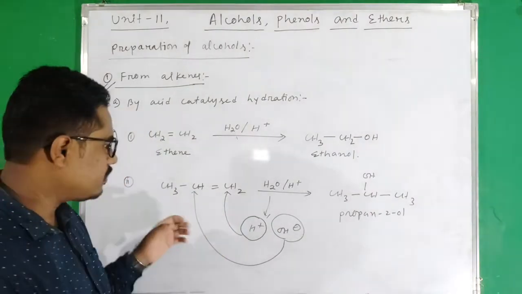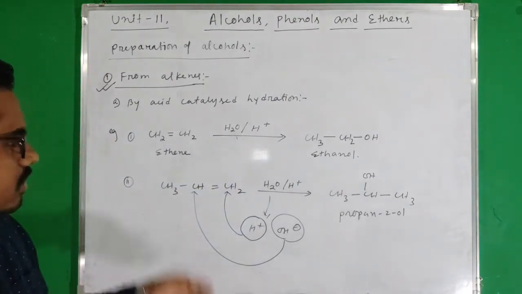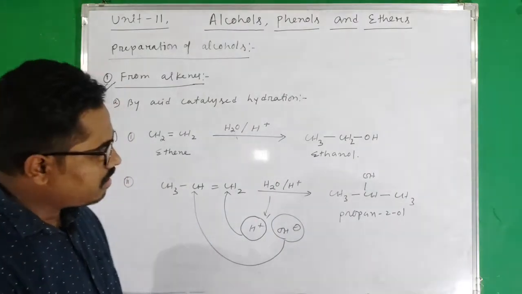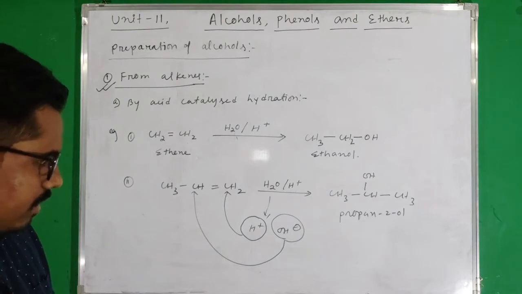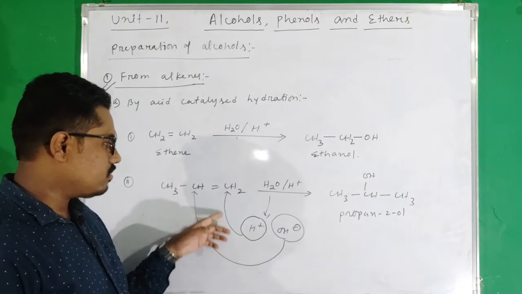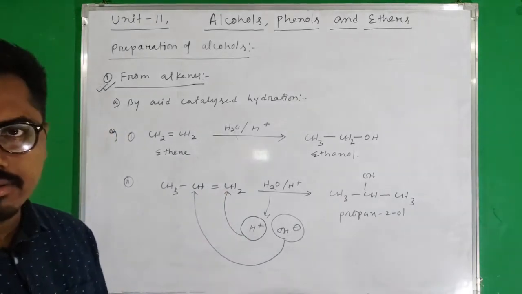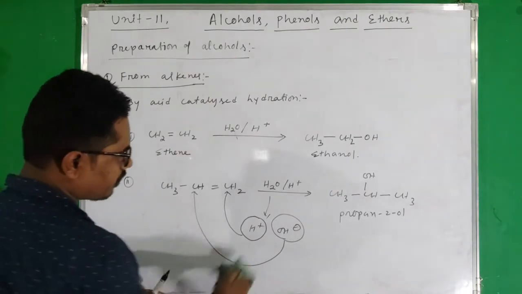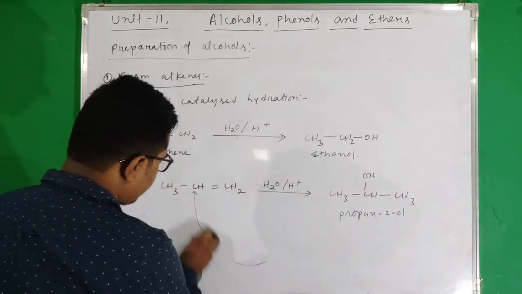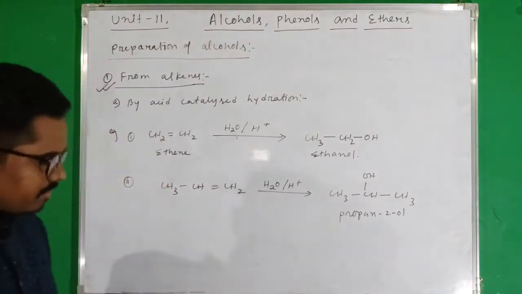In this case you have to remember that when unsymmetrical alkenes are used, those alkenes always follow Markovnikov's rule to give the alcohol. According to Markovnikov's rule, the positive part will attach to that carbon which has the higher number of hydrogen atoms. So we get this product due to acid catalyzed hydration of propene.